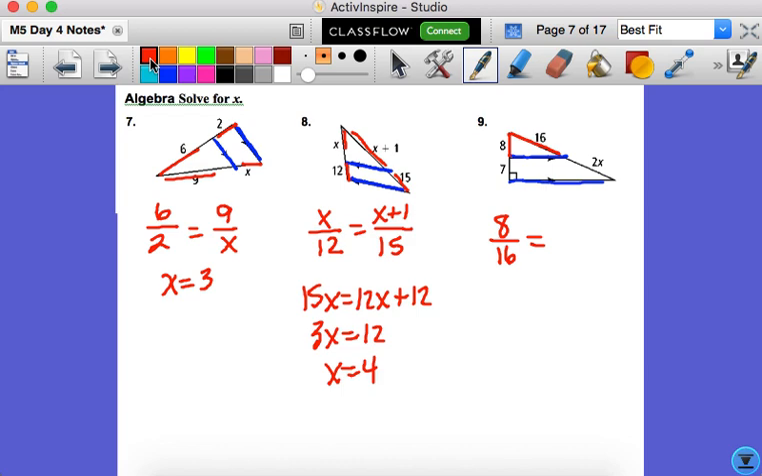So if I say 18 over 16, that equals 7 over 2x. Left over right equals left over right. Then I have 16 times 7. That's going to end up being divided by 16. And we find that x is 7.